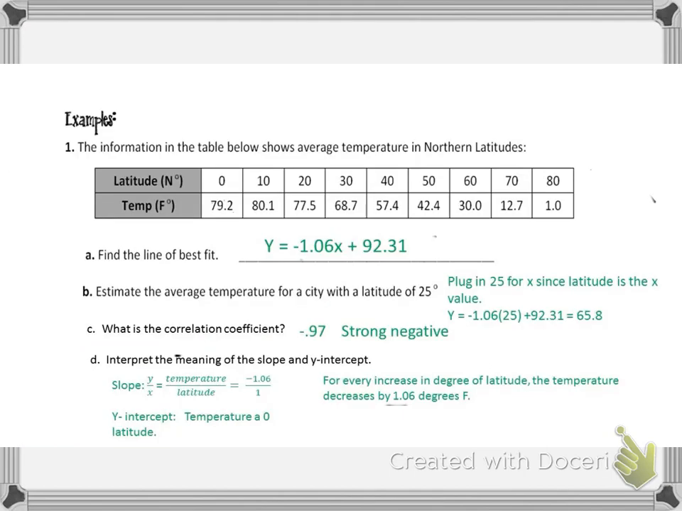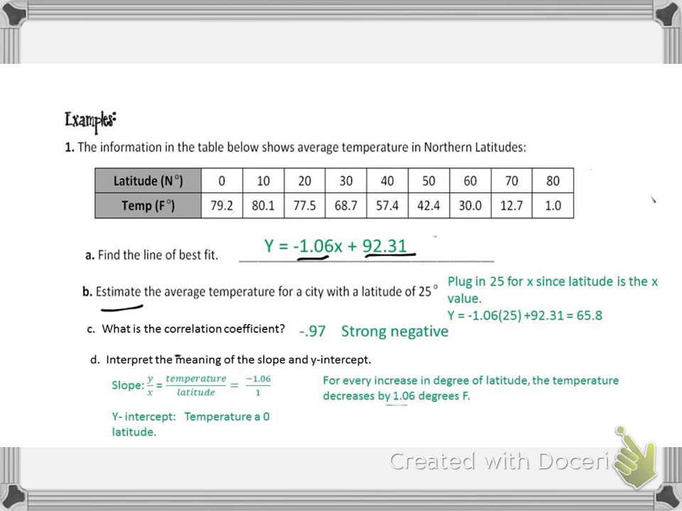All right, so this is what I got from putting it into Desmos. I got a slope of negative 1.06, y-intercept of 92.31. So it's y equals negative 1.06x plus 92.31. That's my line of best fit. That's my function.